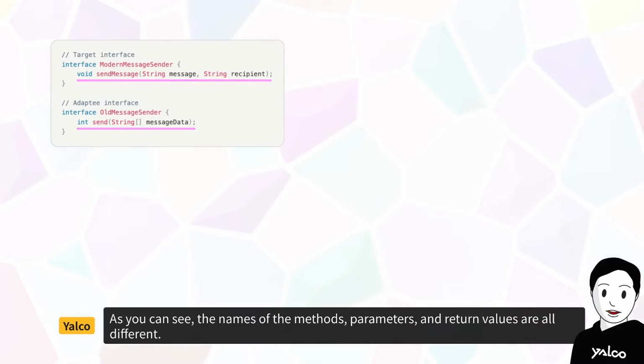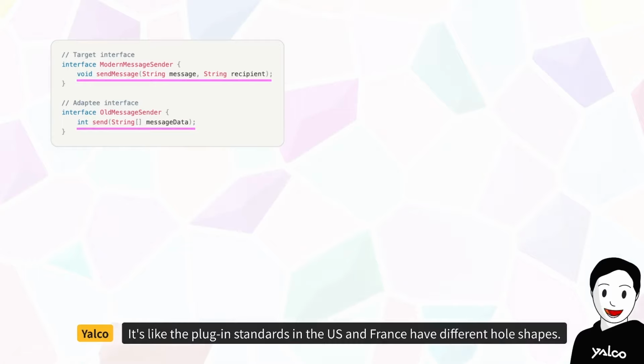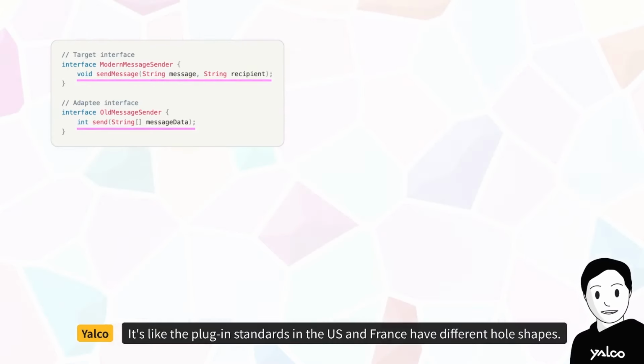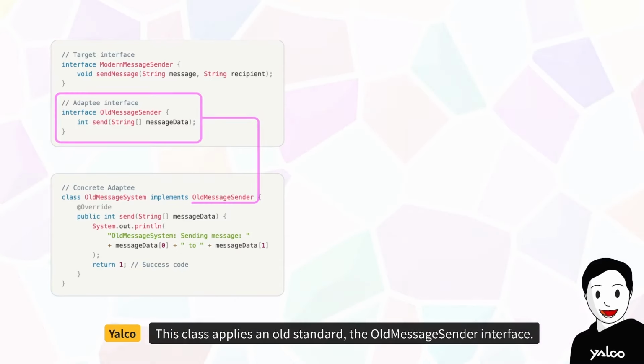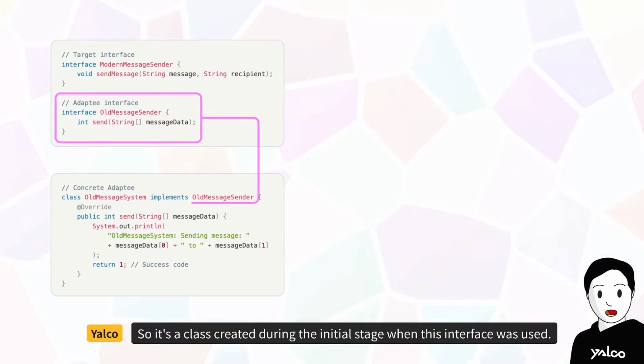As you can see, the names of the methods, parameters, and return values are all different. It's like the plug-in standards in the US and France have different hole shapes. Now we will examine this old message system class. This class applies an old standard, the old message sender interface. So it's a class created during the initial stage when this interface was used.